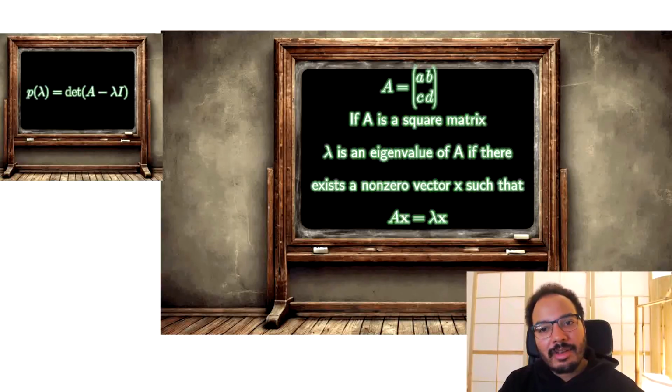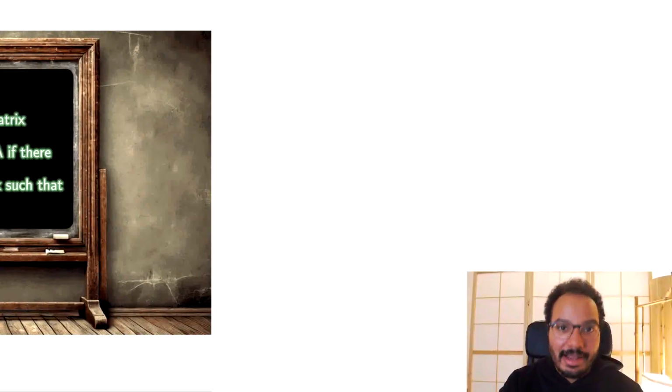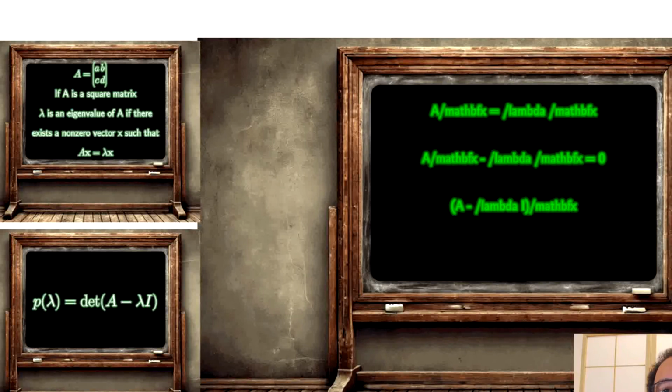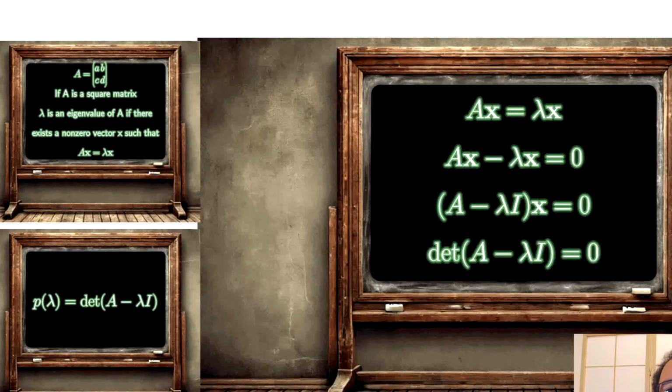So we have a matrix A. If A is a square matrix, lambda is an eigenvalue of A if there exists a non-zero vector x such that Ax equals lambda x. Basically, the transformation applied to vector x by the given matrix A only results in a scaled version of the same vector x.